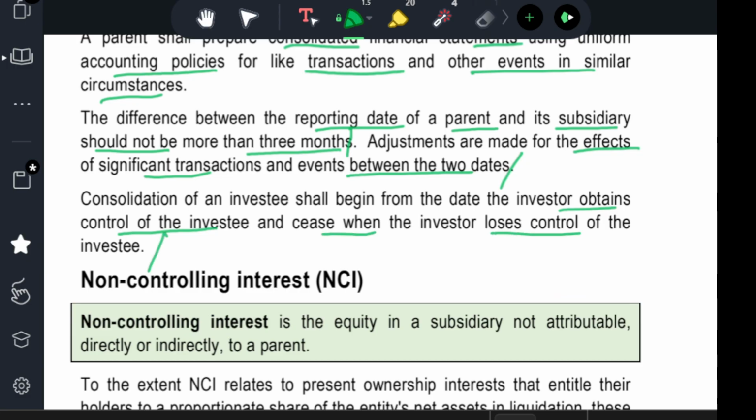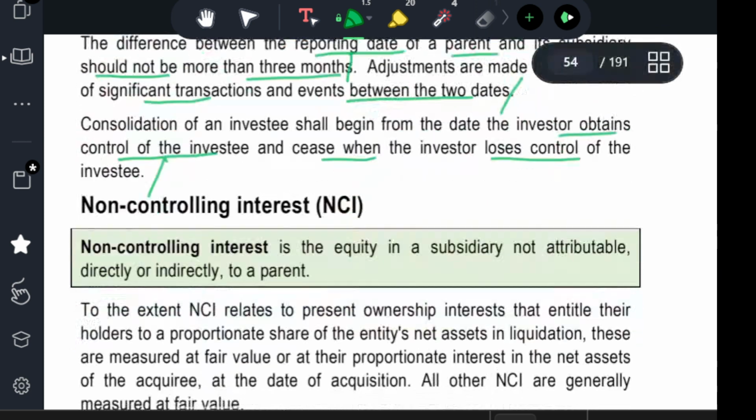So within the year, suppose they have control for 7 months. On 31st March they don't have control, but in December they had control. So the interim consolidated financial statements will be there. But in the case of 31st March, there will be no control, so we won't show the consolidated financial statements of that entity which we sold off.